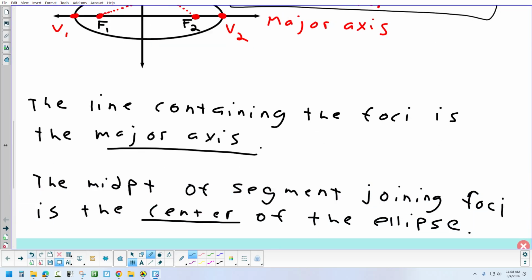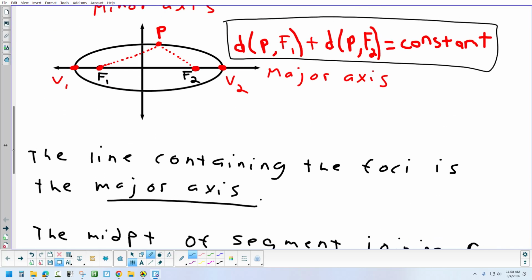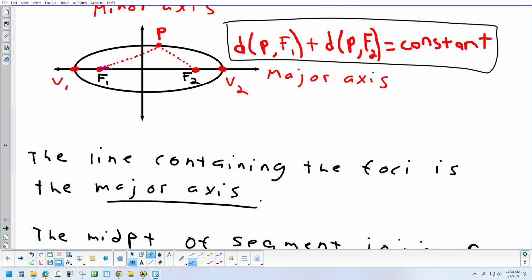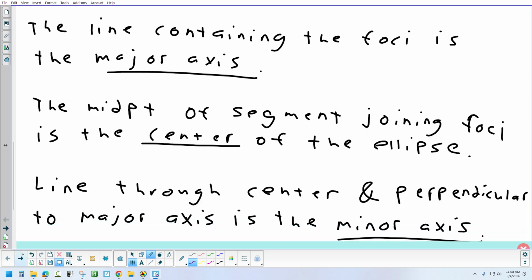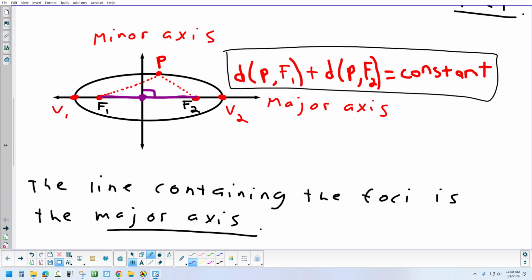Now, if you find the midpoint of the segment that connects the two foci, that is the center. So if you drew in this line segment in purple, and you knew the coordinates of F1 and F2, and you find the midpoint, that is your center. Now, if you draw a line through the center perpendicular to your major axis, you get the minor axis. So these are at 90-degree angles.